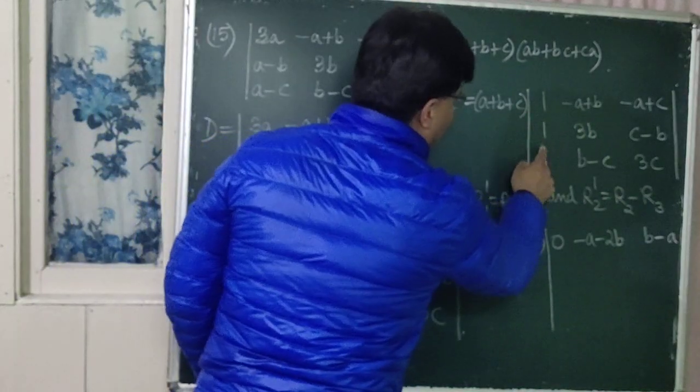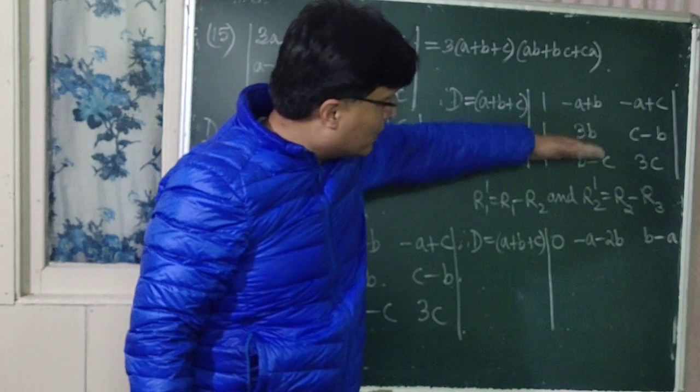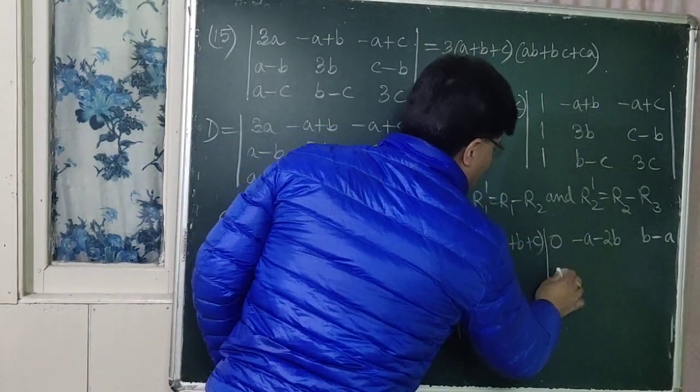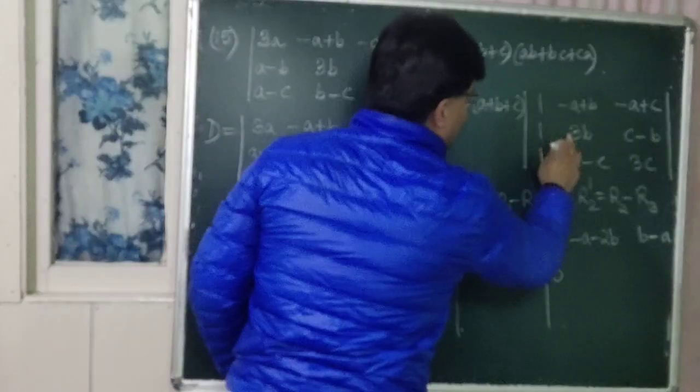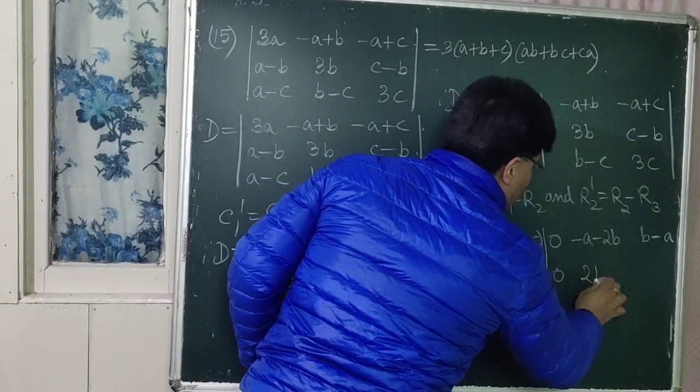Okay. Next, R2 dash is equal to R2 minus R3. Now 1 minus 1. This is your R2 minus R3. So 1 minus 1 is 0. This minus this, what? 3B minus B is 2B.